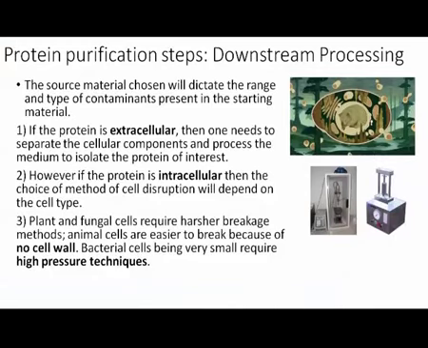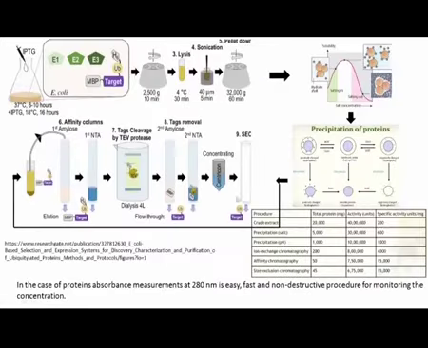I will now move on to the downstream. So, now you have the protein in hand. Now you have to purify the protein, and I have emphasized these processes time and again. It depends upon the source material. The process of purification of the protein after the cells produce the protein is called the downstream processing.